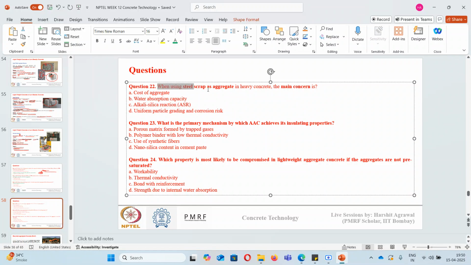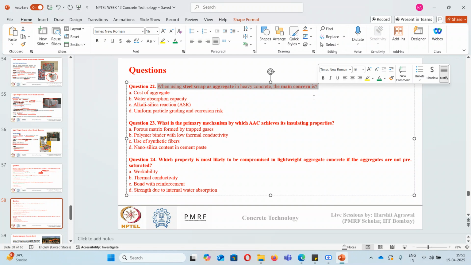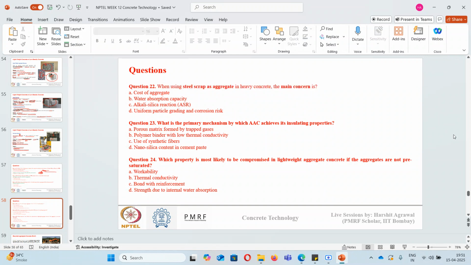Now, if we are using steel scrap as aggregate in heavy concrete, what can be the major issue that concrete can face? Can anyone tell me?